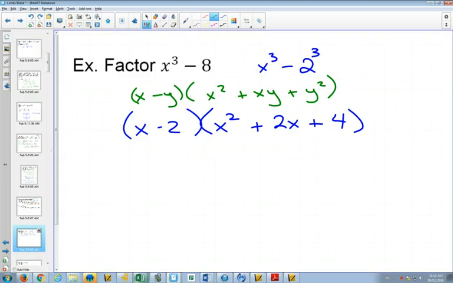Again, if we look back at our formula, our formula looked like this. And so now x is x, but the y is actually the 2. So we just need to plug things into the formula accordingly.